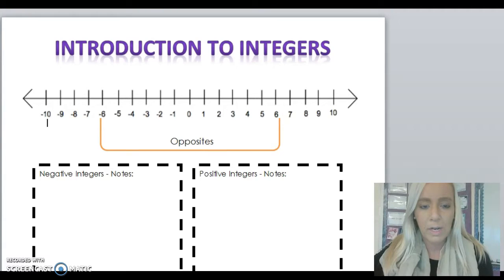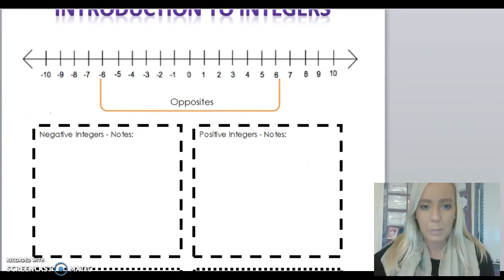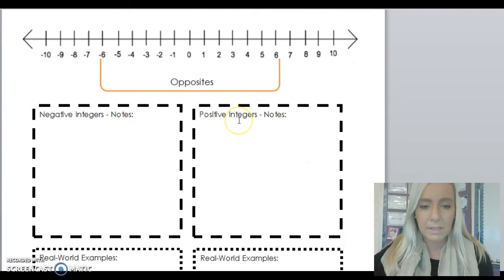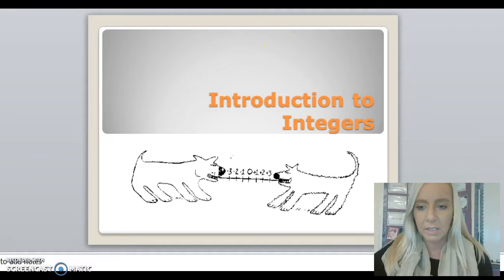This video is to introduce you to integers and what they are. Throughout the video, I'm going to discuss both negative and positive integers. So in these two boxes, I just want you to take some notes down as to what they may be. I'm also going to give you some real-world examples as to what negative and positive integers might be in the real world. And I want you to mention some of those in this box here. Okay, so let's get started.